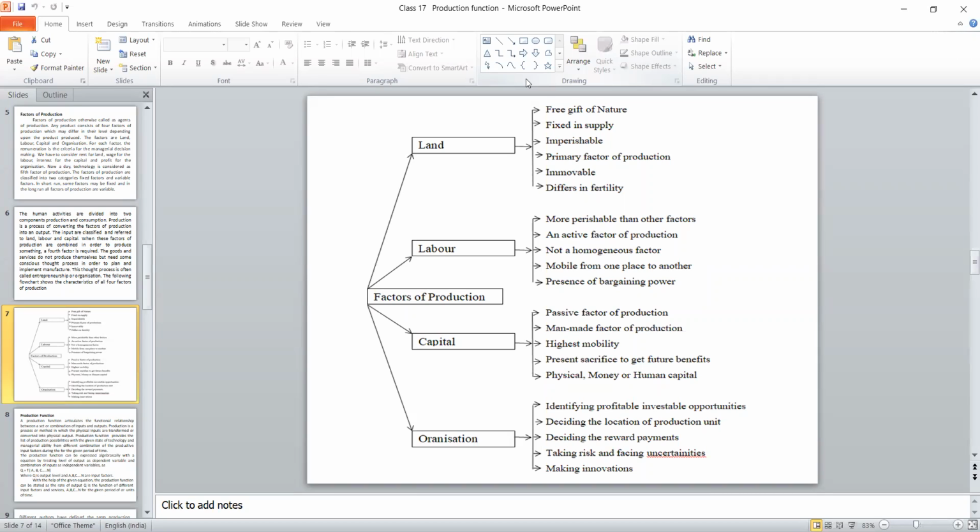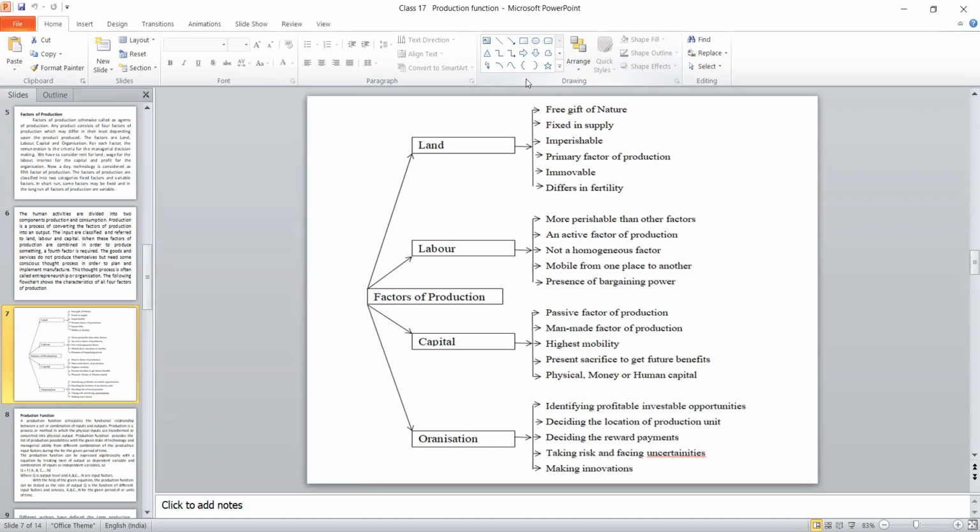Coming to the fourth one: all these are land, labor, capital. We have to administrate them. For that, we introduce the fourth factor of production called organization. The feature of this particular factor of production is that it will identify the profitable opportunities. It will decide the location, where we have to do the business, and it decides the reward payments for all. For land, we are paying rent. For laborer, we are paying wage. For capital, we are paying interest. Only the organization decides how much to pay, it will give way for how to handle uncertain situations, and it will take risk. Finally, this one is considered to be the dominant factor compared to the other three.